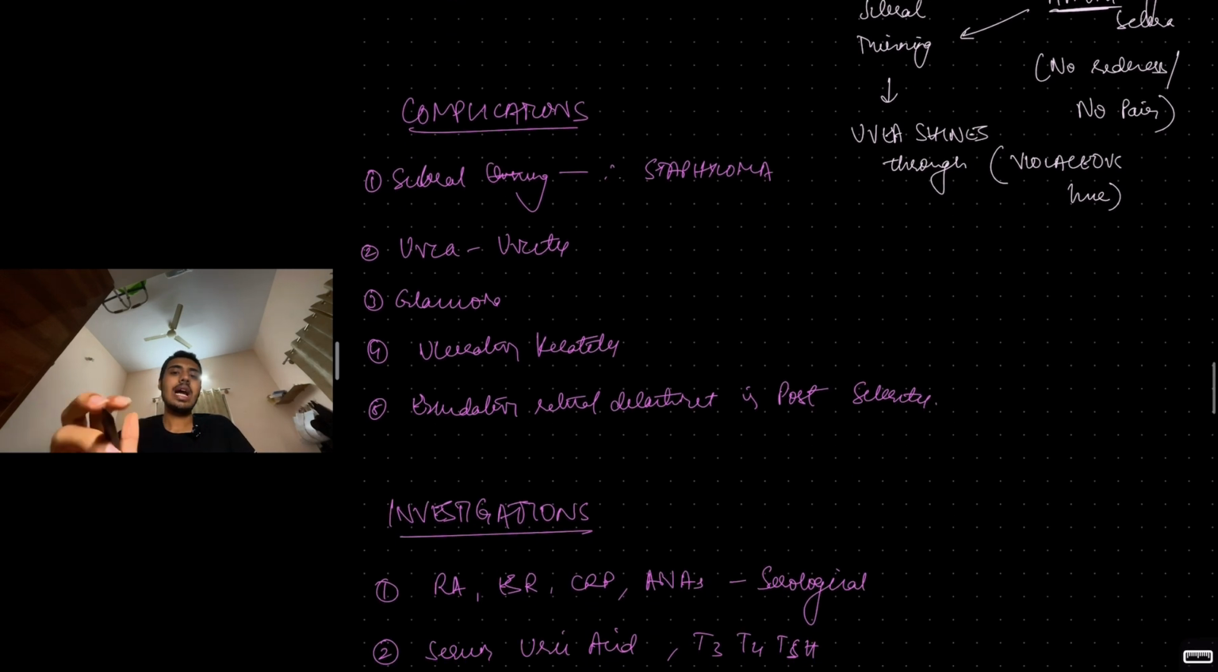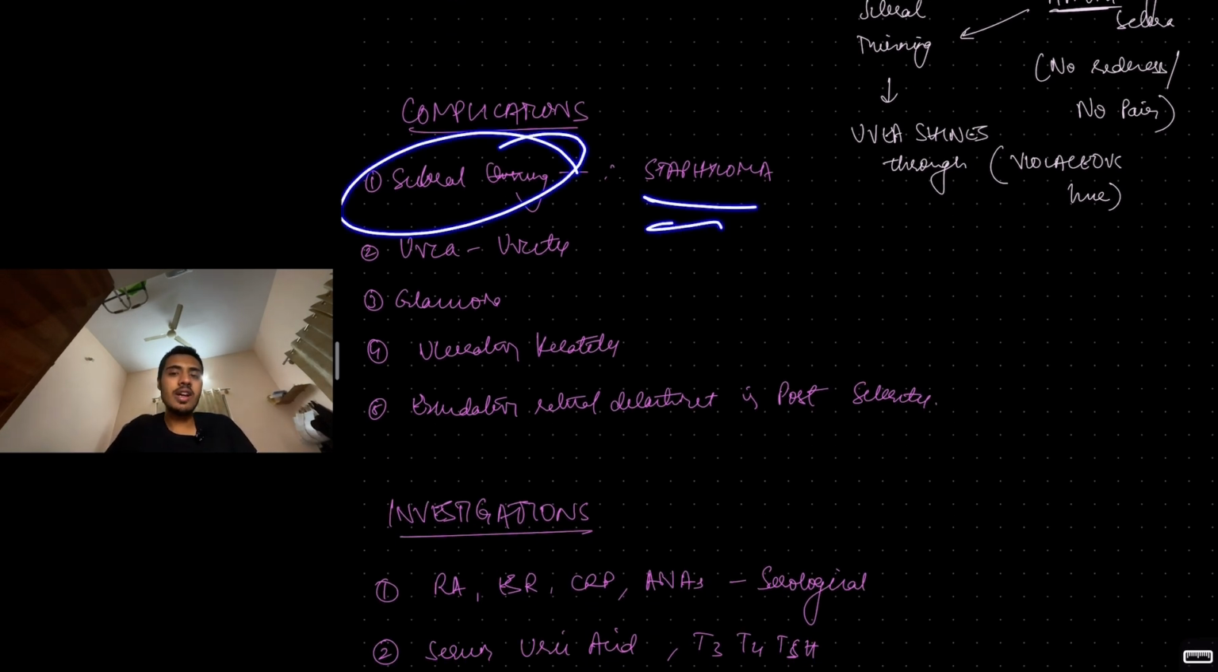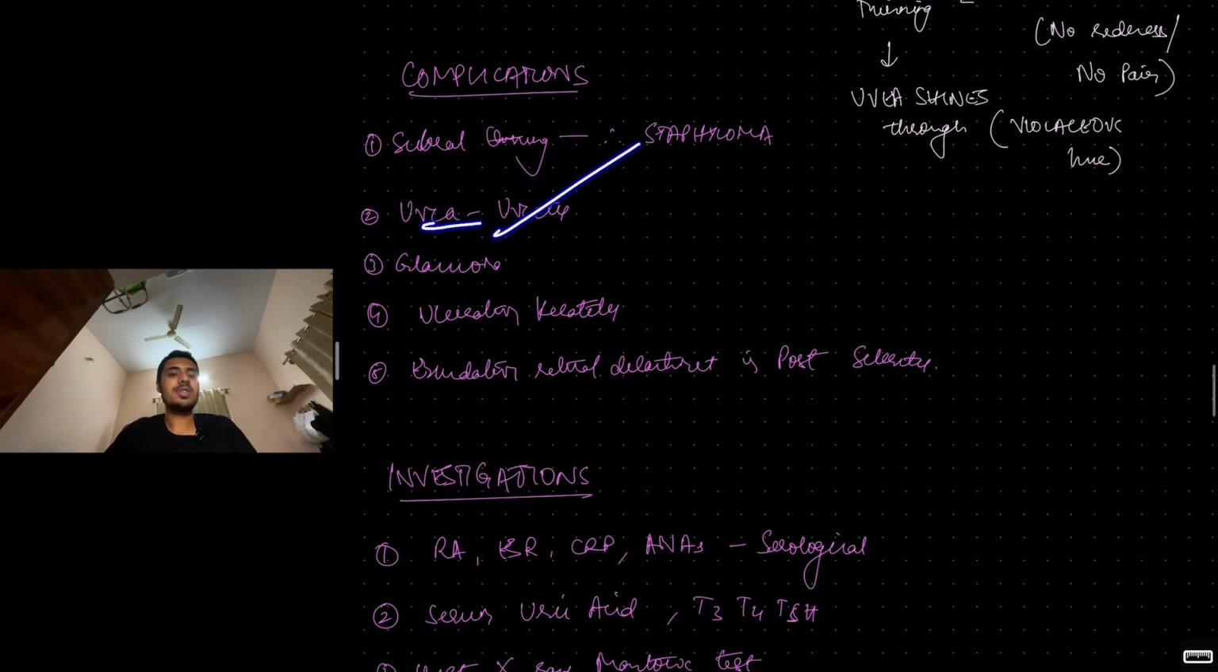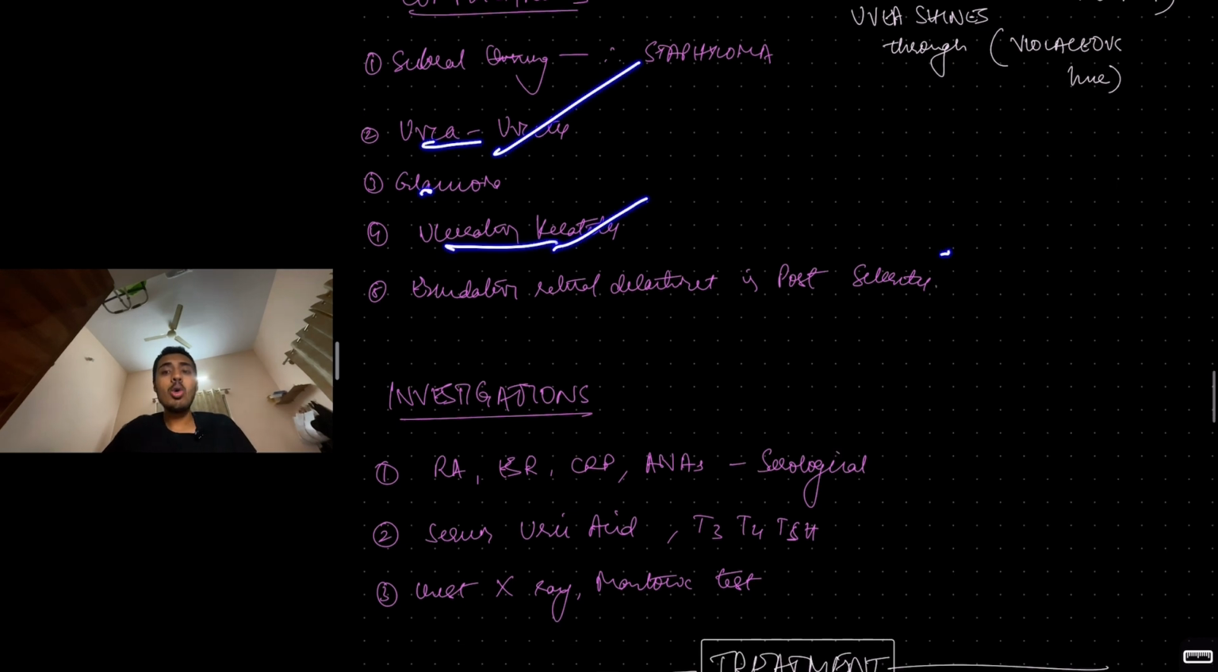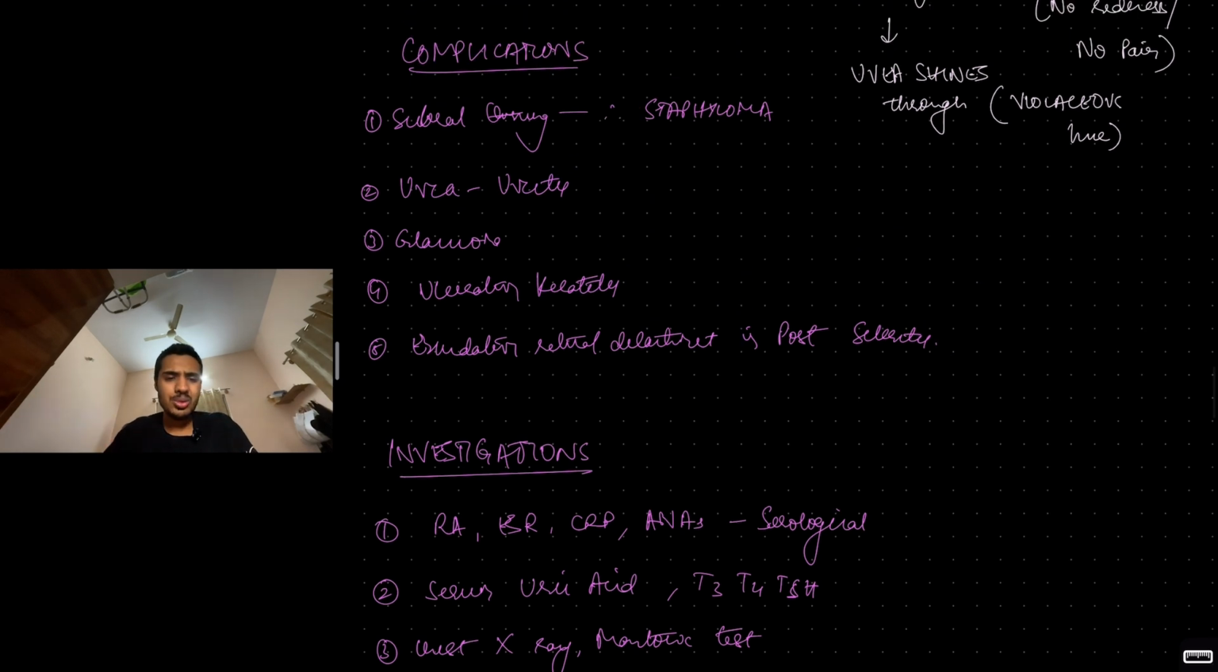Complications, I told you, scleral thinning can lead to staphyloma. Staphyloma, I'm going to teach next. The uvea can be involved, leading to uveitis. Glaucoma, ulcerative keratitis in the cornea. Posterior scleritis can lead to exudative retinal detachment. Now, this you just have to remember. Most important is staphyloma. Staphyloma in scleritis is very common because scleral thinning is there.